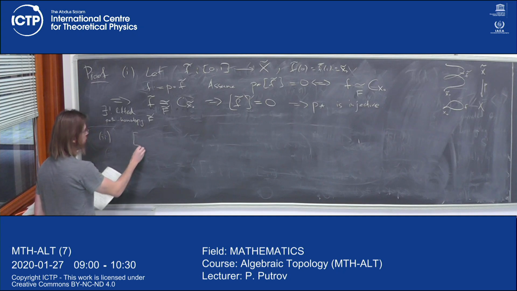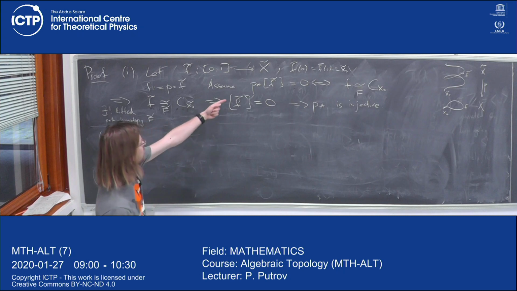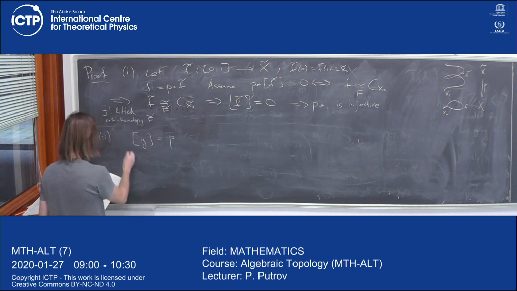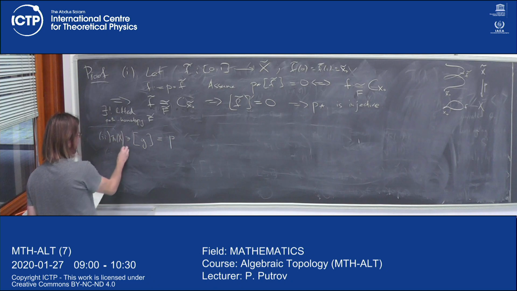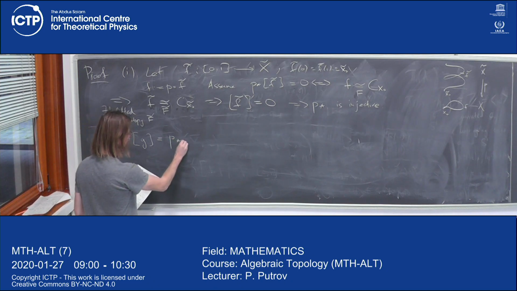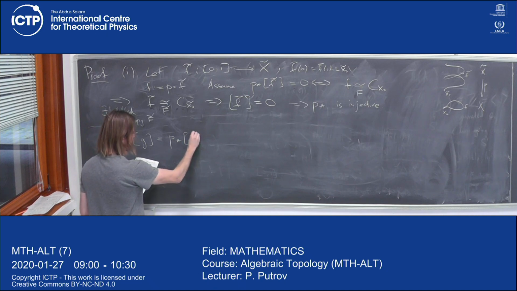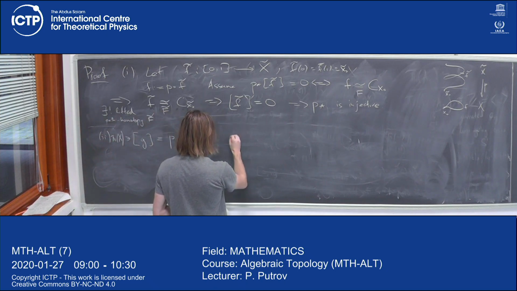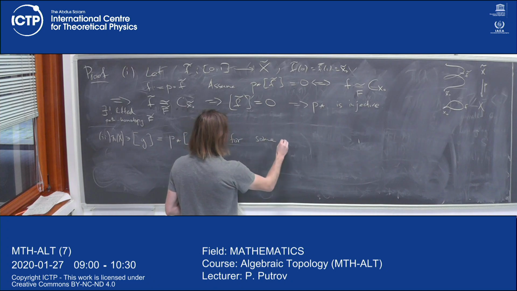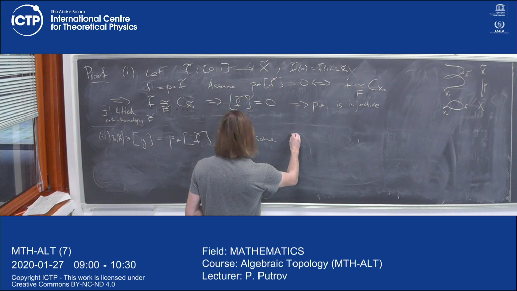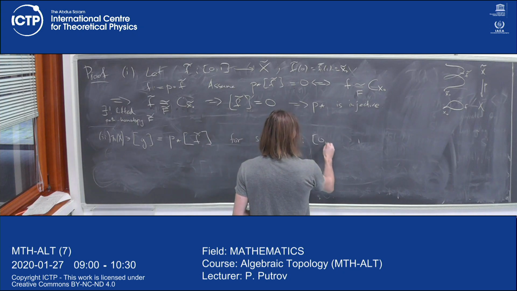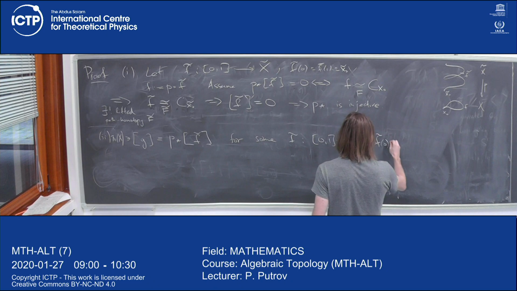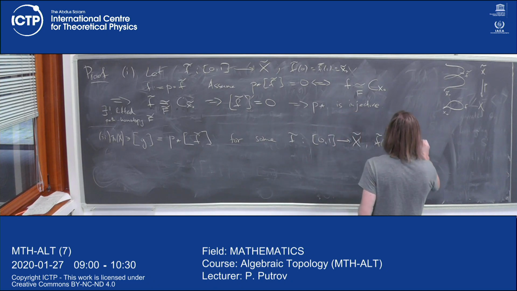The second part. We need to provide some description of elements in the image of p star. Suppose we take some element in pi1 of X, represented by some loop g, which is in the image of p star. So it is equal to p star of the class of f tilde for some loop in X tilde. It starts and ends at x0 tilde.